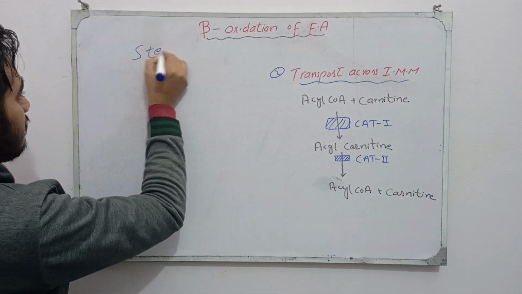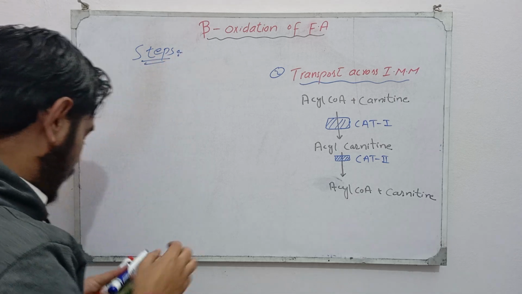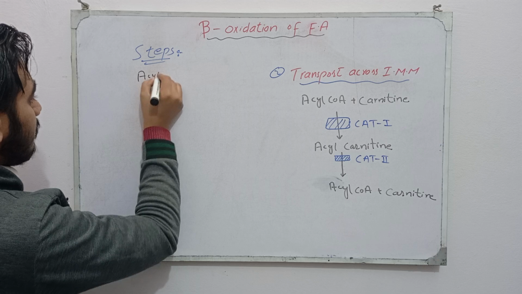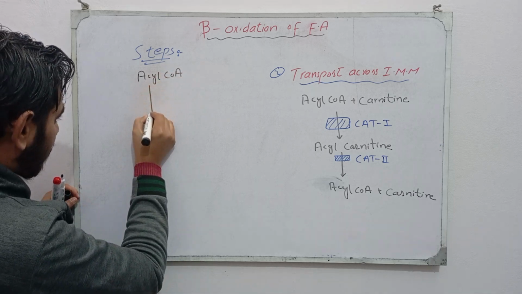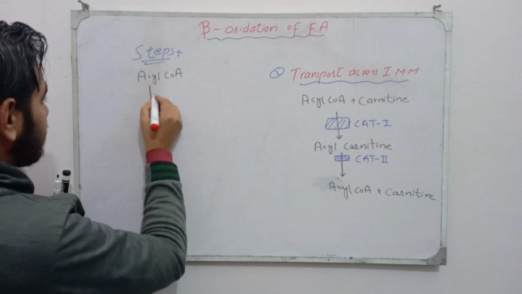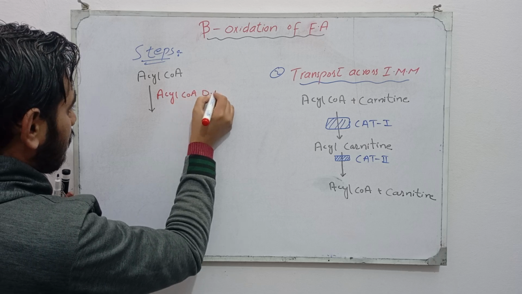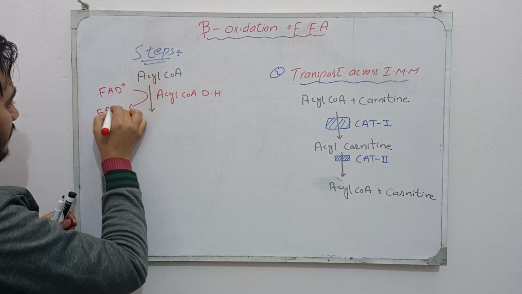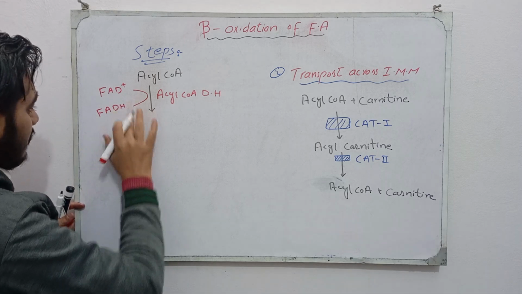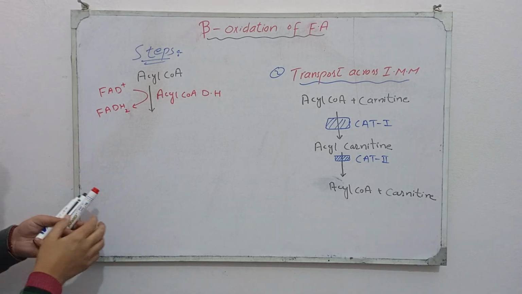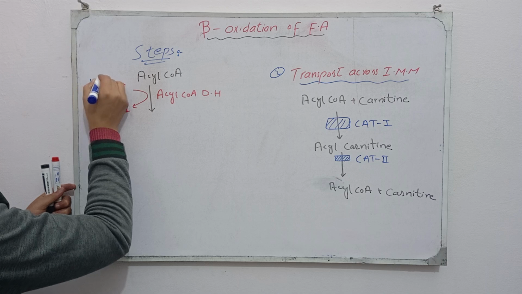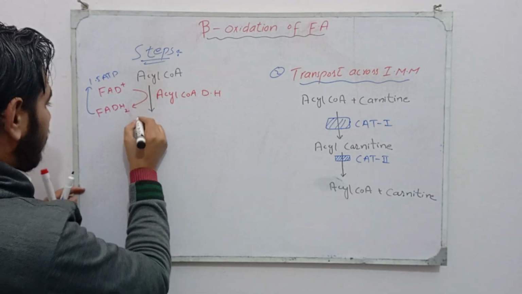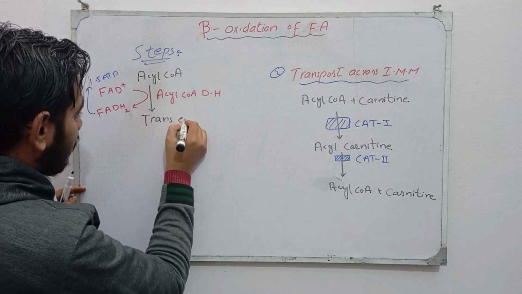Steps. The acyl CoA is acted upon by an enzyme, acyl CoA dehydrogenase, and here FAD plus converts into FADH2. FADH2 is an electron carrier molecule. In the electron transport chain, it gives 1.5 ATP. It converts into the beta, trans enoyl CoA.